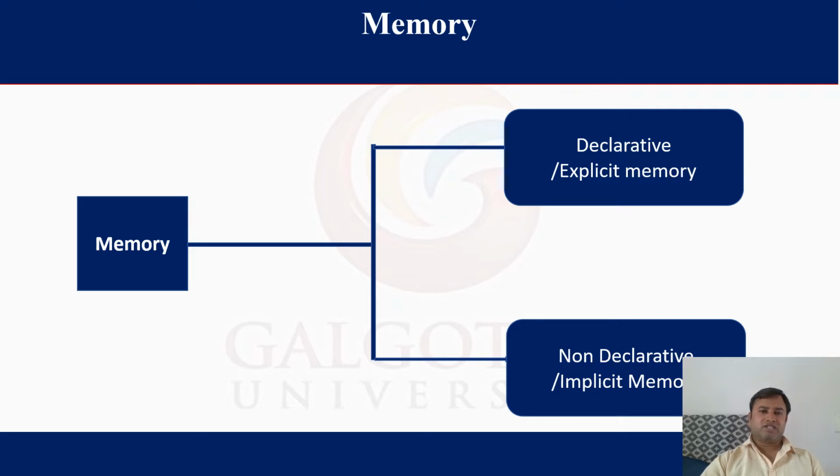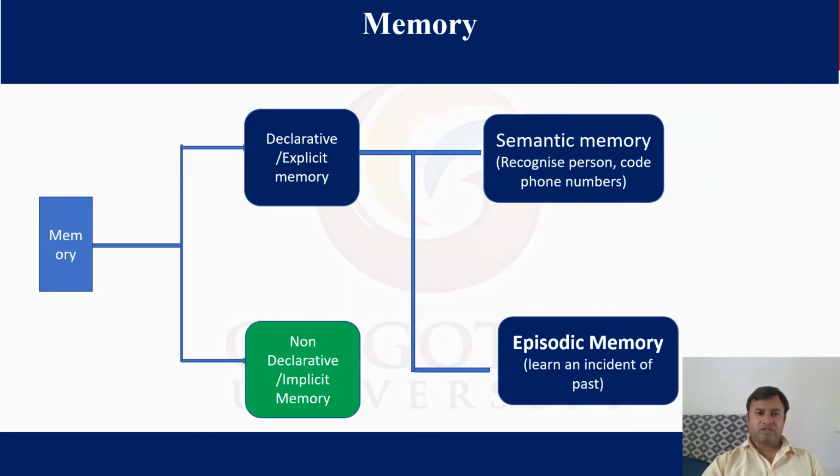So first we'll discuss types of memory. First is declarative memory, also called explicit memory, and second is non-declarative memory or implicit memory. If we discuss declarative memory, it is also of two types. One is semantic memory and second is episodic memory.